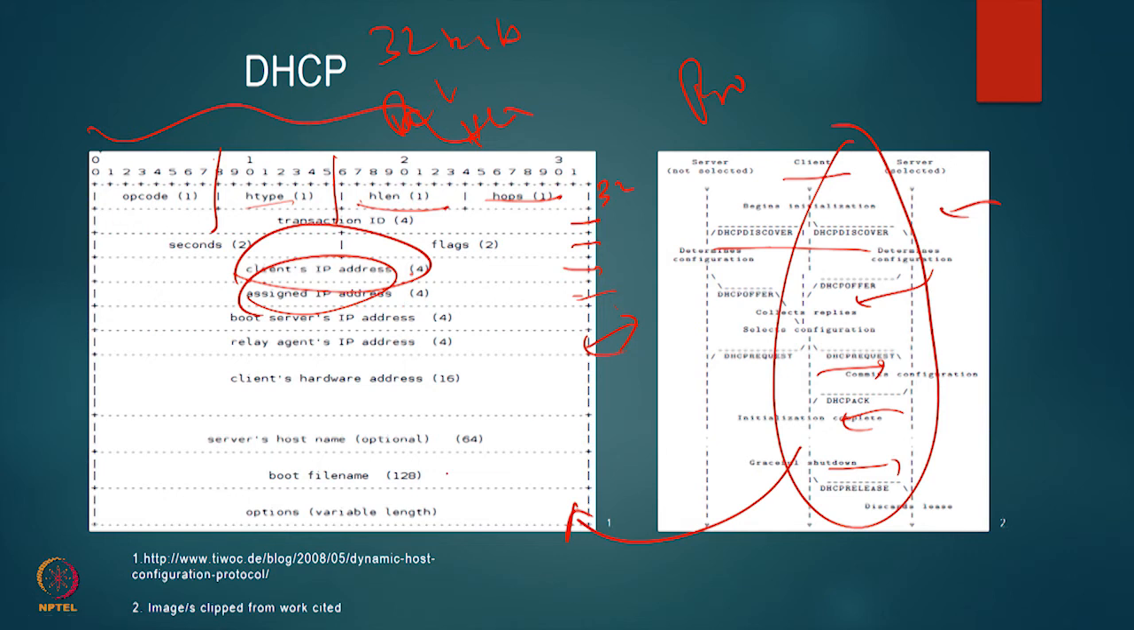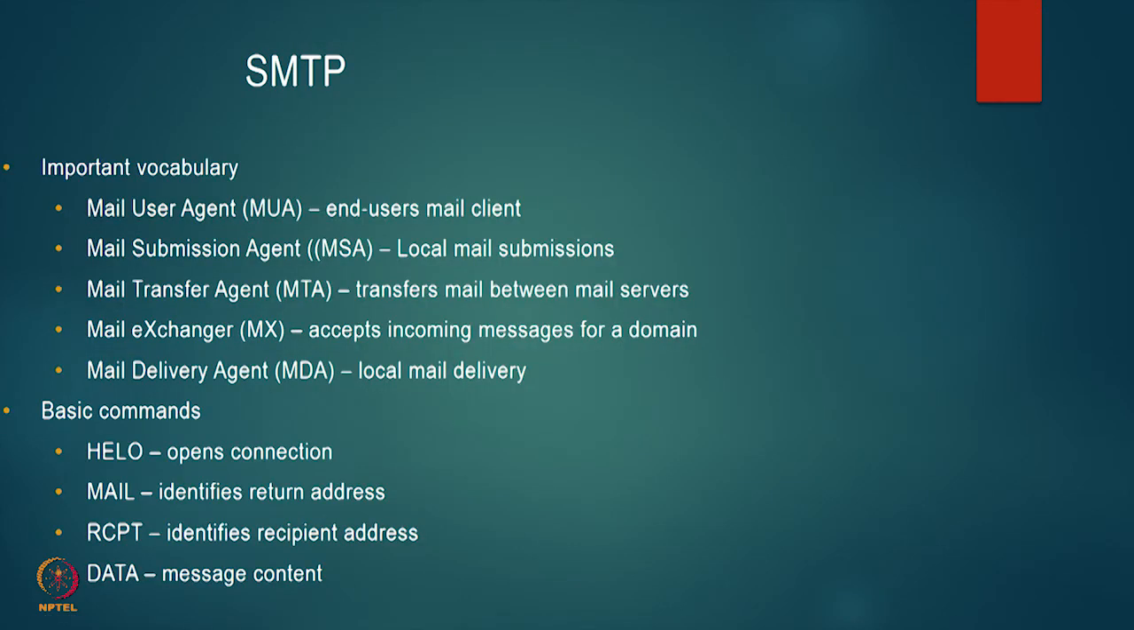Remember you need the header length, because these options are variable length. Using this information I will be able to identify all the variable length options that are passed through. In this way I can first do a protocol analysis, and then go ahead and do a packet analysis and try to identify what has happened. Then for SMTP also there is some important vocabulary that we will use. One is the mail user agent, and then the mail submission agent. These are formal terms that are used in the RFCs. Essentially, if you look at the basic operation commands: hello, mail, received, and then data.